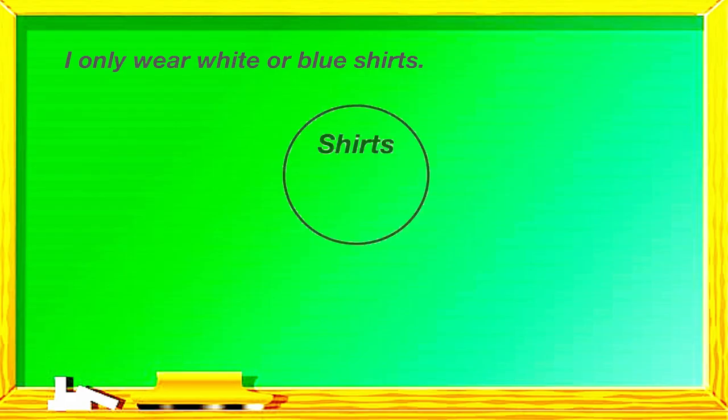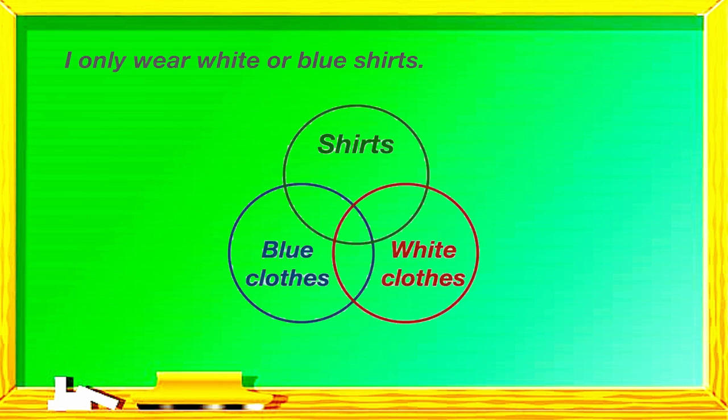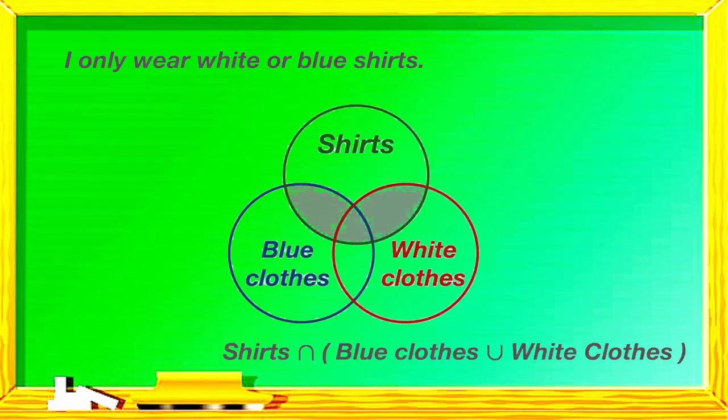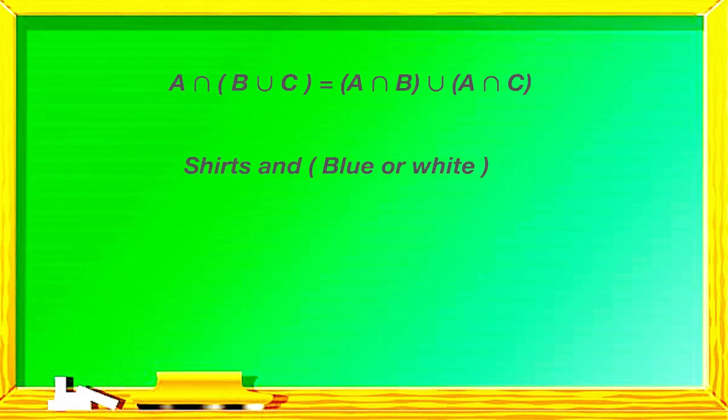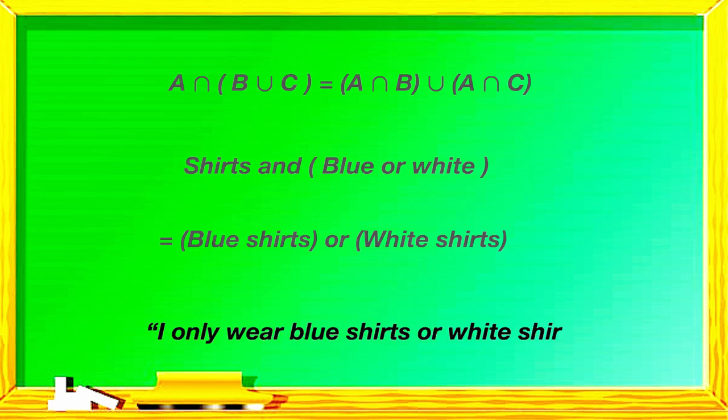Now consider the statement, I only wear white or blue shirts. Here we have 3 sets: shirts, blue clothes, and white clothes. And for specifically blue and white shirts, we take the intersection of the union of blue and white clothes with shirts. And so the formula might look something like this. Like before, we can use the distributive rule to play around with the logic. So shirts and blue or white becomes blue shirts or white shirts. This can now be interpreted as I only wear blue shirts or white shirts. It doesn't feel too different to the original statement, but again, it's quite satisfying that it comes straight out of the set theoretic rules.